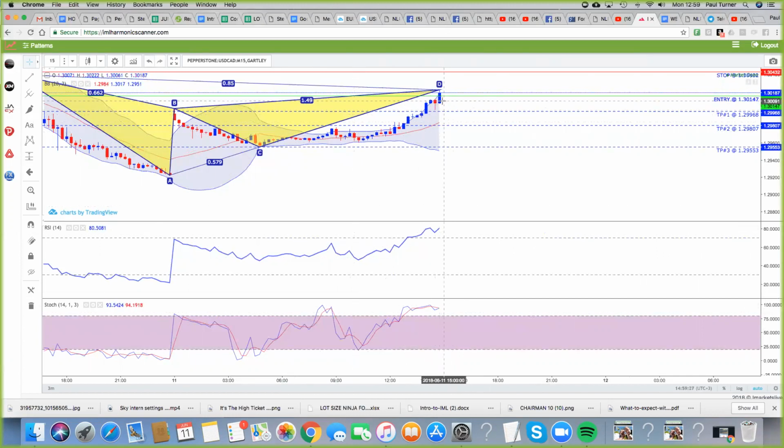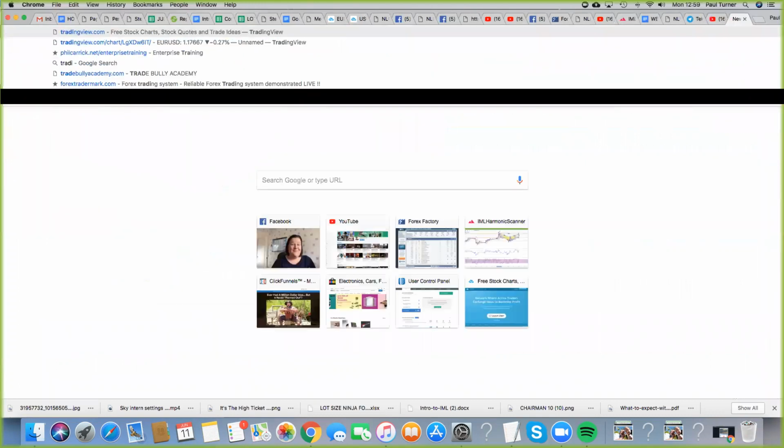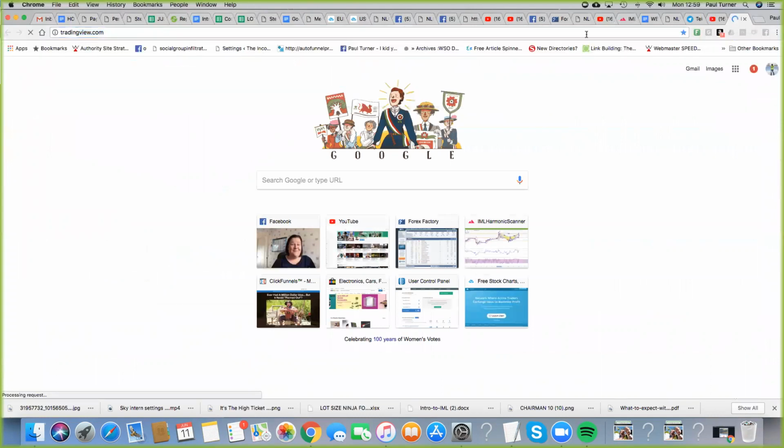And then ideally what you want to do is wait for the next candle to start moving in the right direction. I'll give you a little trick. If you look at it on your computer, or you go to tradingview.com.